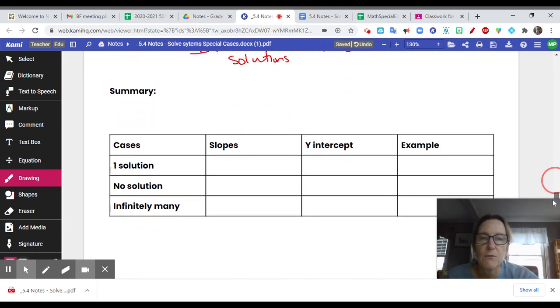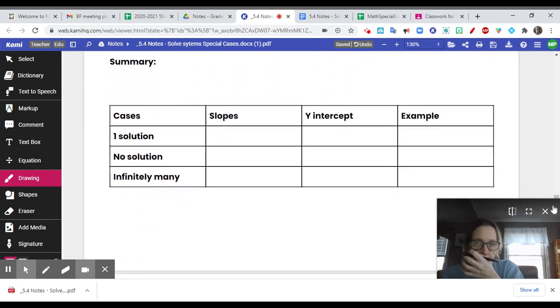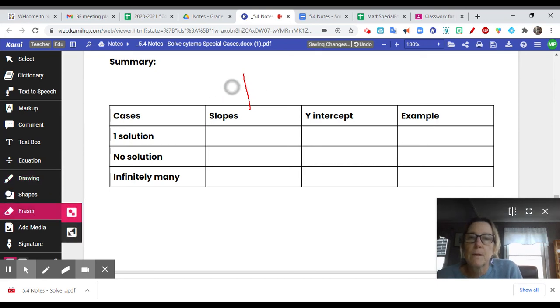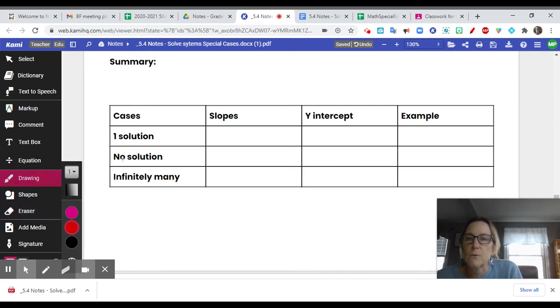So in summary, I just want to recap the three pictures that you saw. So I would definitely be studying that key idea and maybe even drawing here. One solution means our two lines cross at a point. And that will happen if the slopes are different. Okay, and the y-intercepts actually could be the same, or they could be different.